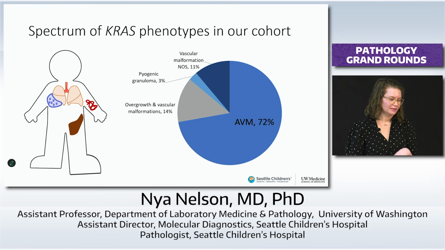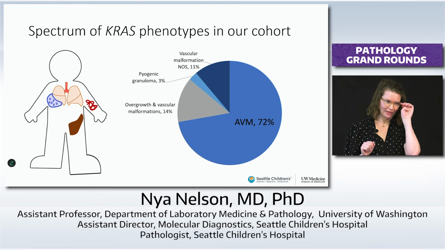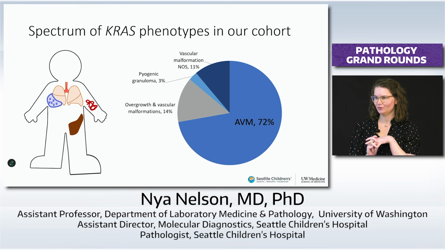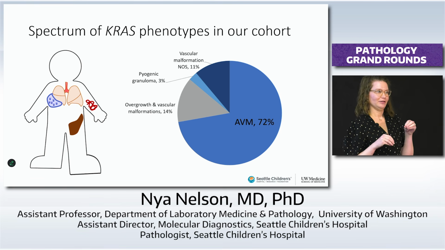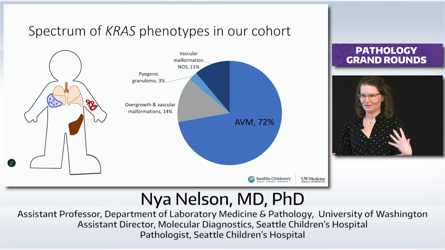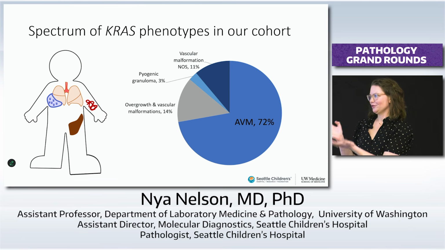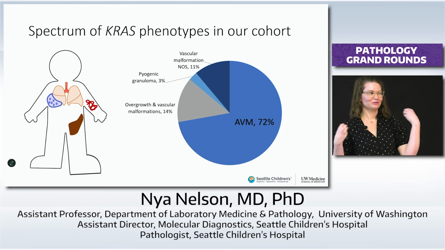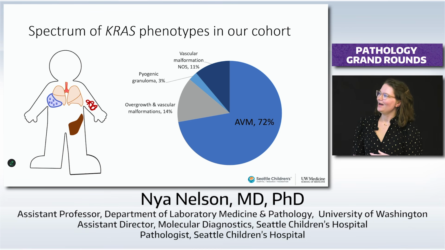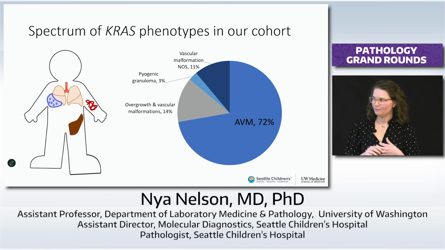Shown here is a pie chart of the different KRAS phenotypes within our VANSEEK cohort. Something to keep in mind is our panel is really designed for individuals with vascular anomalies or overgrowth. So this phenotypic spectrum reflects that panel design, with AVMs being by far the most common phenotype, followed by some individuals that have a combined overgrowth and vascular malformation phenotype, and some individuals with pyogenic granulomas.